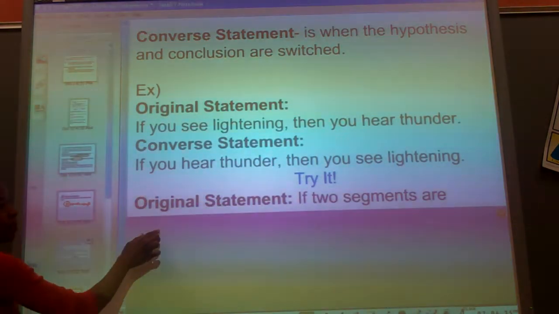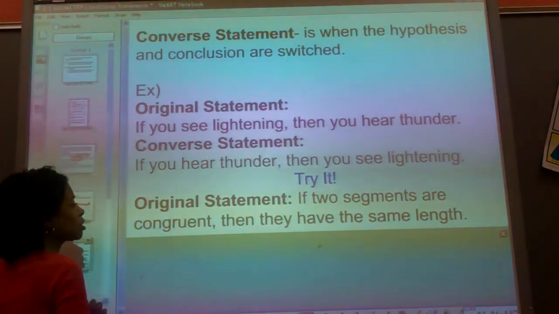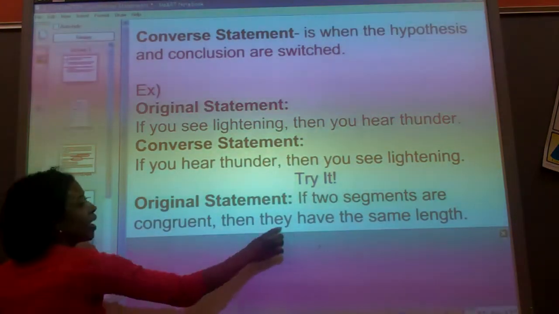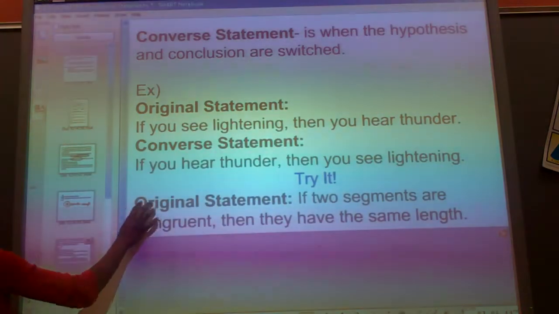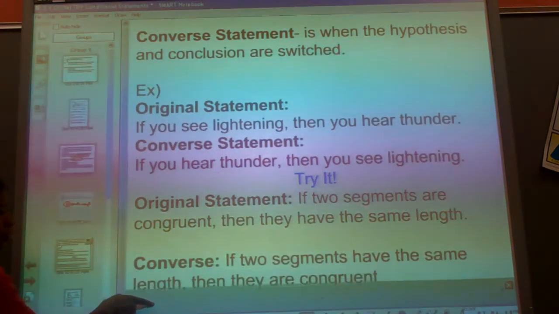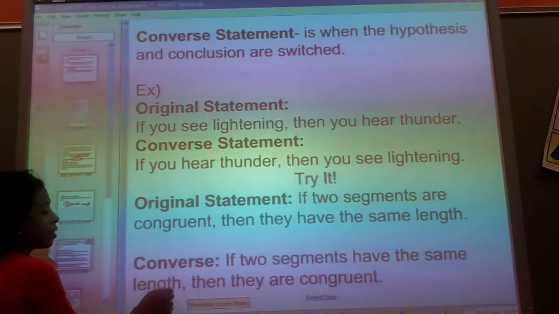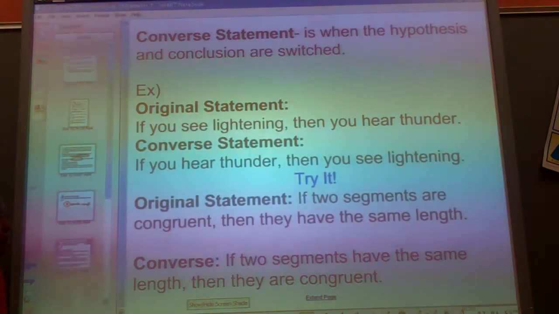You can try it. If I give you this original statement, if two segments are congruent, then they have the same length. You can hit pause and write the converse statement. Otherwise, here's the answer. If two segments have the same length, then they are congruent.